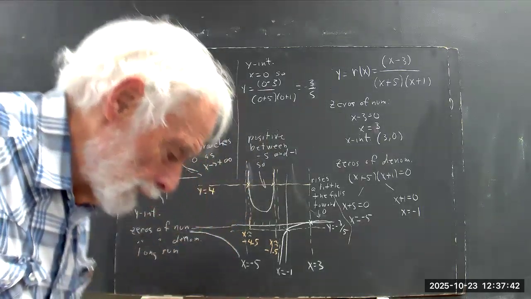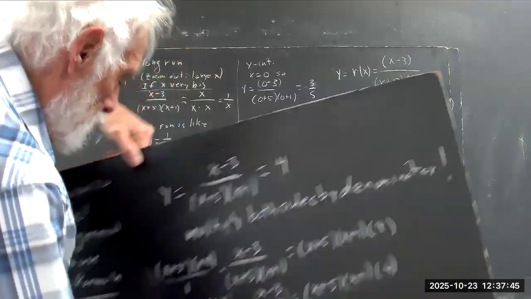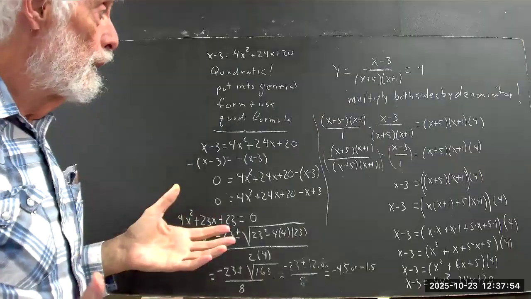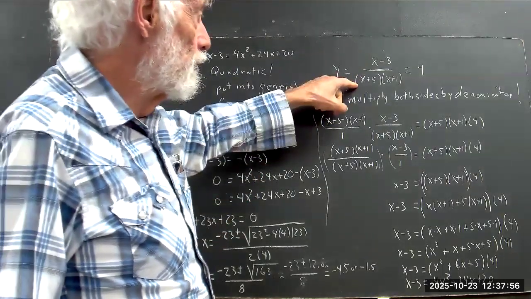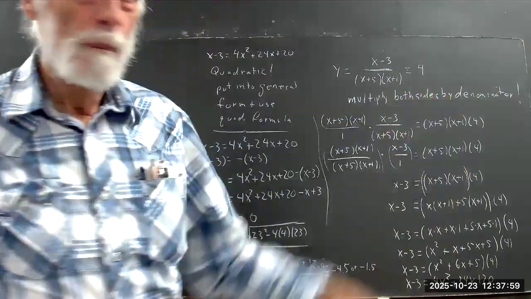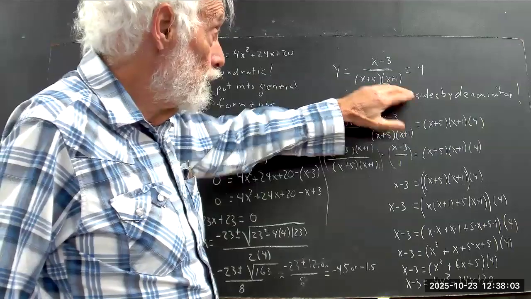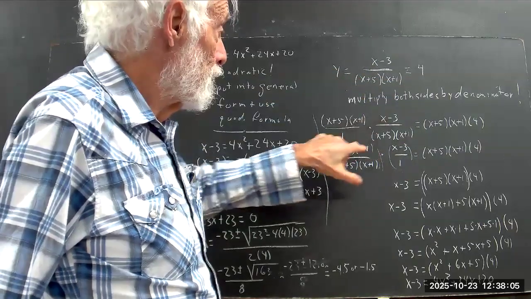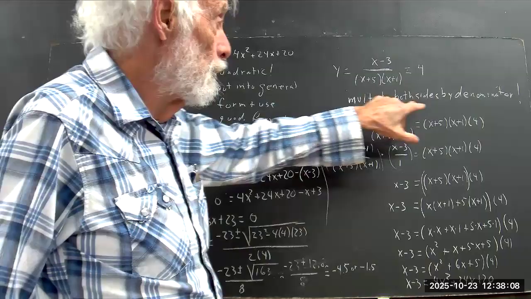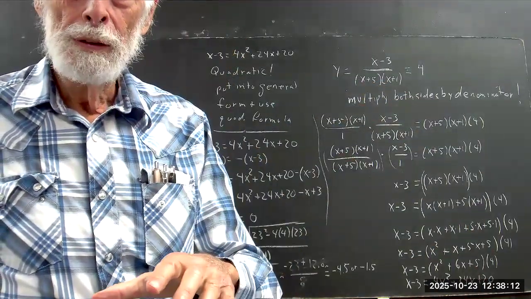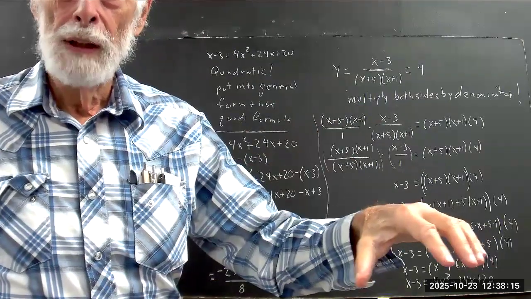Then, and this is the main thing I want to show you, same function. We set y equal to 4. And we solve this equation. Now, what's the first thing you do when you see this equation? You multiply both sides by the denominator. Remember me telling you, when you have denominators in the equation, you multiply both sides by the denominator, right?